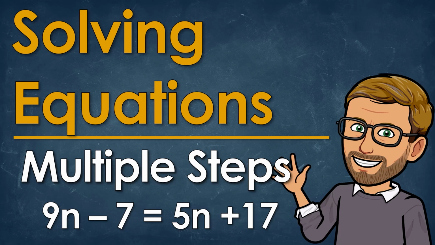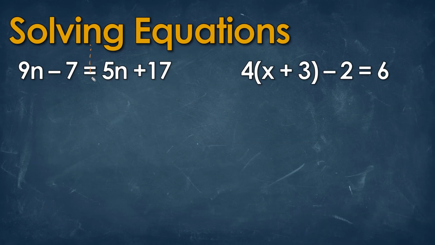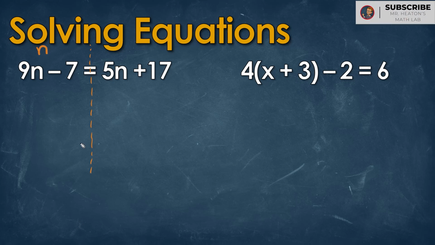In this video, we're going to be solving equations that require multiple steps. When we're trying to solve equations, what we're trying to do is get all of our variables, or our letters, on one side, and all of our numbers on the other side. To do that, we need to move things over, and we do that by taking the opposite of what we see.